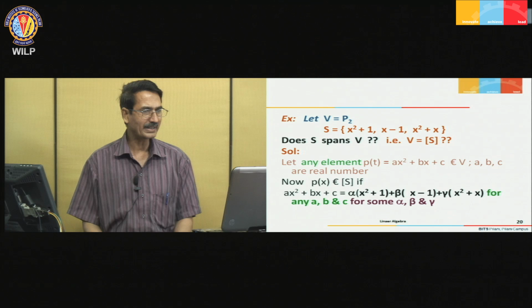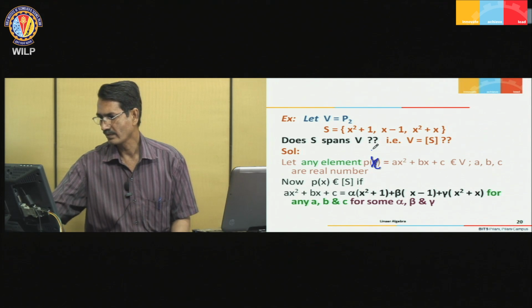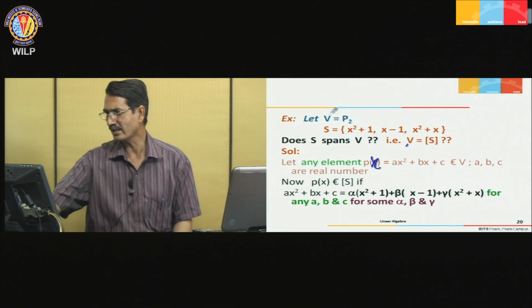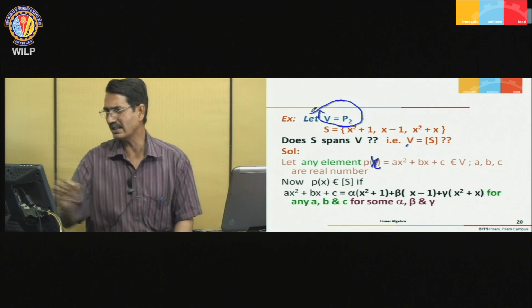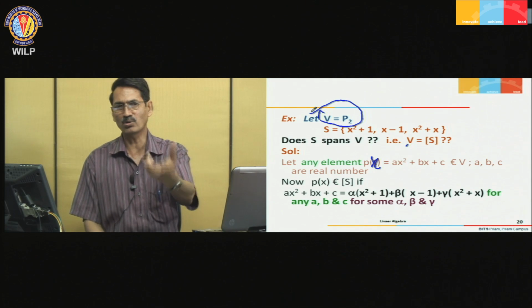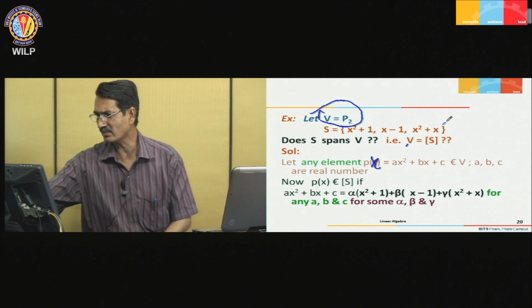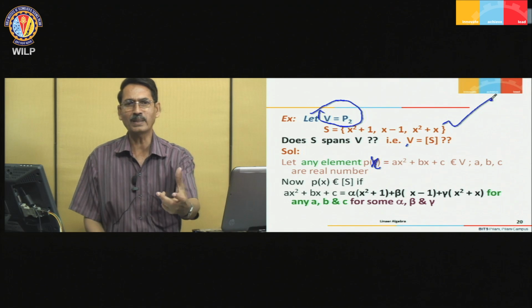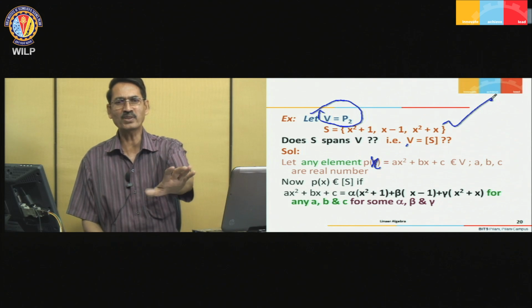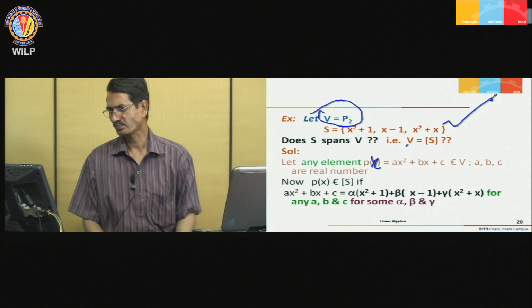So, what is the meaning that every element, in fact this is your P(x). So, every element of V, what is V? V is the set of all polynomials of degree less than or equal to 2. So, every polynomial of degree less than or equal to 2, if it can be expressed as the linear combination of elements of S, it will imply that S spans P2. If it is not possible, it will imply that S does not span P2.